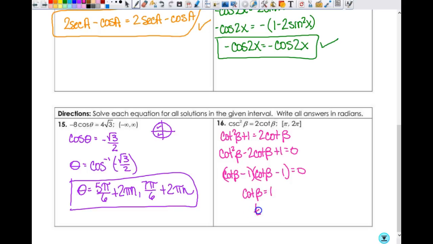So that means that tangent beta equals 1. And beta is going to equal the tangent inverse of 1. I'm going from pi to 2 pi. The only place where tangent is positive down here is the third quadrant. So my third quadrant angle for my pi fourths, because the tangent inverse of 1 is pi fourths, is going to be 5 pi fourths.